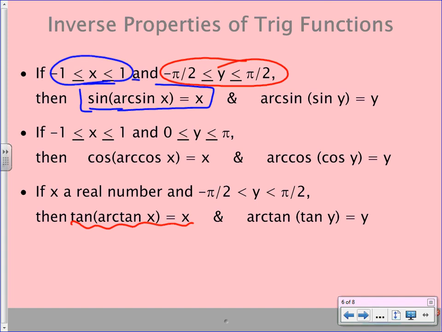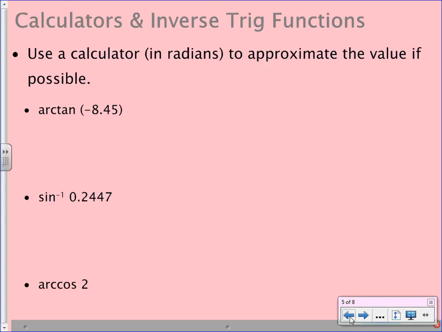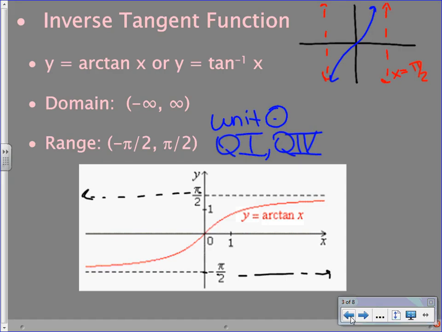Why is some of them equal to and some not? Like why is tangent equal to? Tangent does not include pi/2 and -pi/2 because that's where we have asymptotes. If we come back to this graph, that's where it has asymptotes, so our range is only in between.